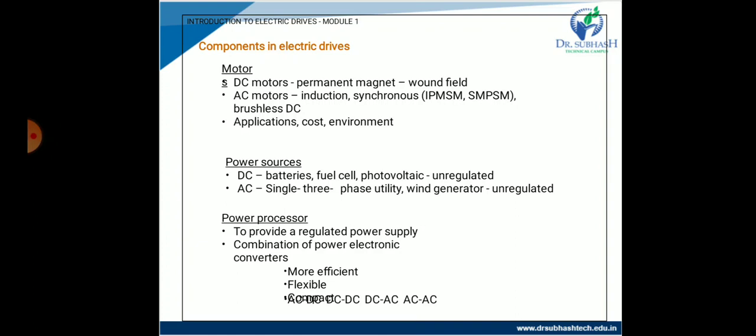There are four options we can get from the power processor. First, AC to AC, fixed AC frequency to variable AC frequency, DC to DC, DC to AC, and AC to DC. So we can use any of them for controlling.